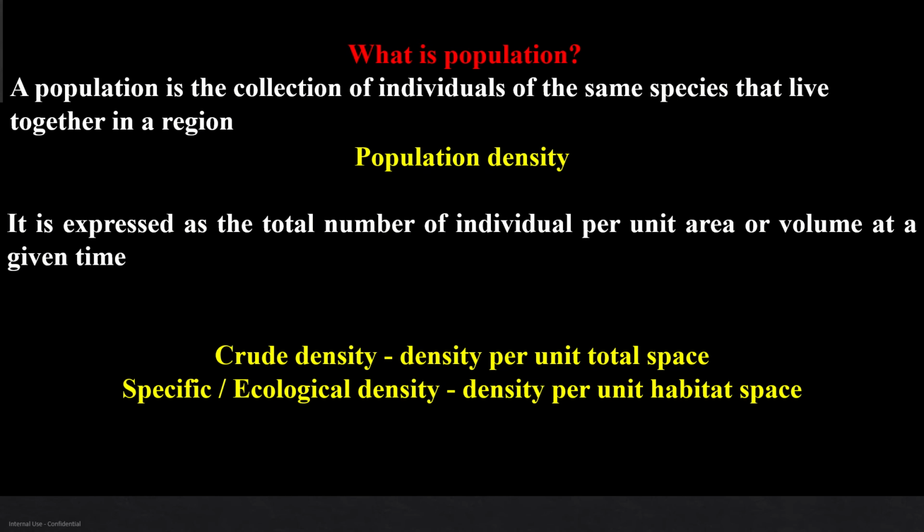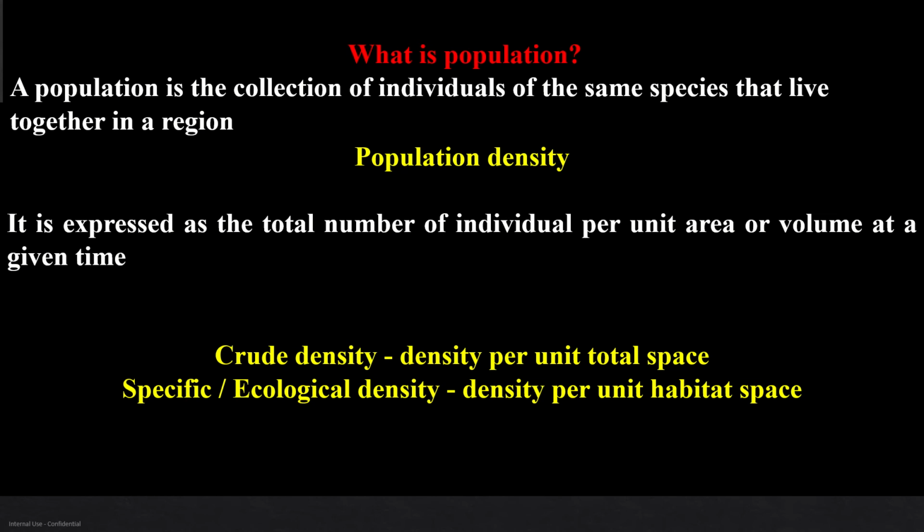So before we start, let's first briefly discuss what is population. A population is the collection of individuals of the same species that live together in a region. So this term population can be loosely defined as a group of individuals or a group of organisms that prefer staying together in one particular place, and they are able to mate and successfully reproduce.